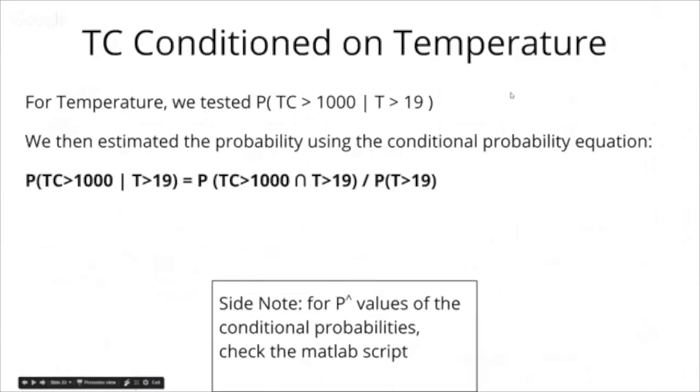TC conditioned on temperature. For temperature, we tested probability of TC greater than 1,000 conditioned on temperature greater than 19. We then estimated the probability using the conditional probability equation. P of TC greater than 1,000 conditioned on temperature greater than 19 equals P of TC greater than 1,000 intersected with temperature greater than 19 over the probability of temperature greater than 19. As a side note, for the p hat values of the conditional probabilities, check the MATLAB script.